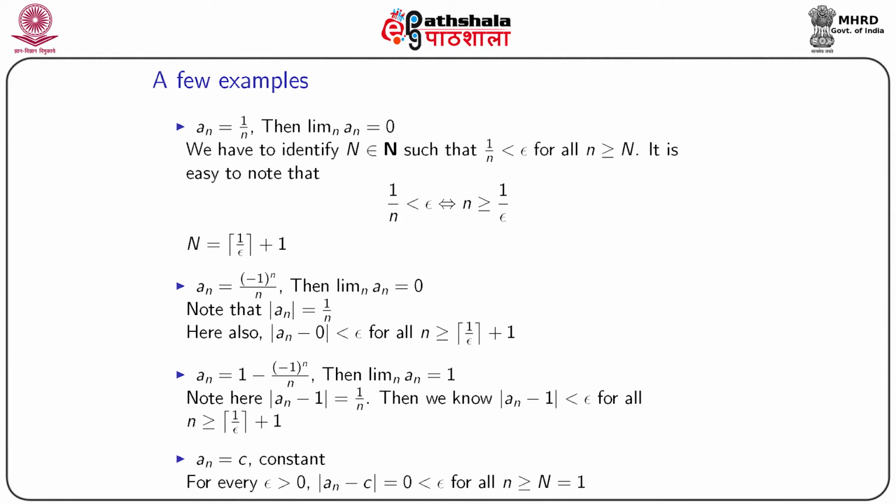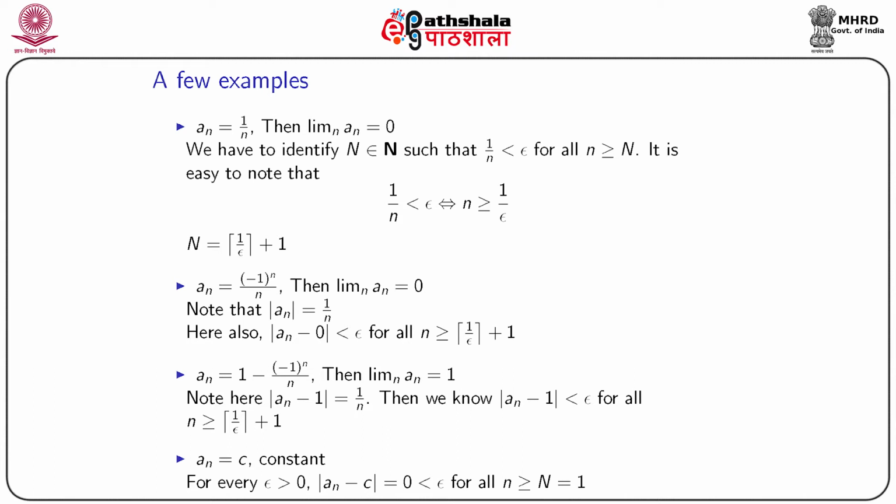Now if we consider the third example, 1 minus (minus 1)^n over n, here the limit will be 1. Why? Because if you see the second part of the function, (minus 1)^n over n, that goes to 0. So it is easy to note that this will go to 1. So mod of (a_n minus 1) is nothing but 1 over n, and we have already proved that for this the value of N will be box function of 1 over epsilon plus 1.